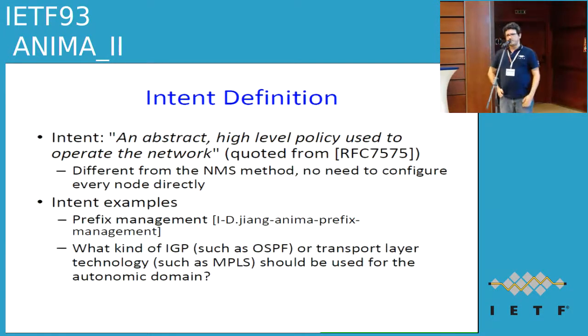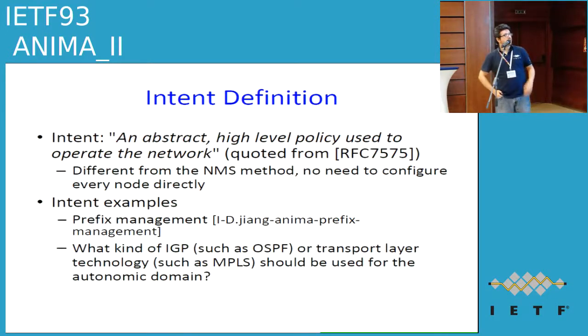For example, you can say in an intent which kind of IGP you want to use, or given some kind of restriction in a network and or transportation layer. So there are other examples of information that can be refined from the intent.